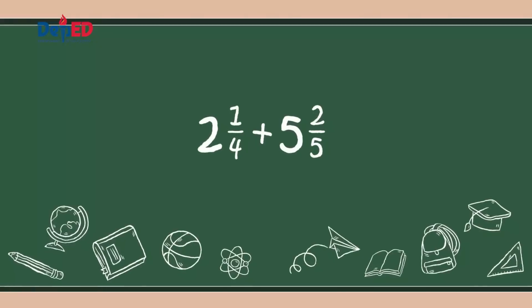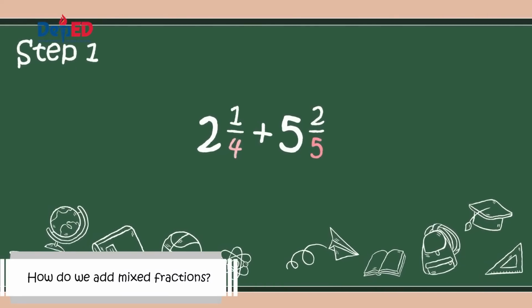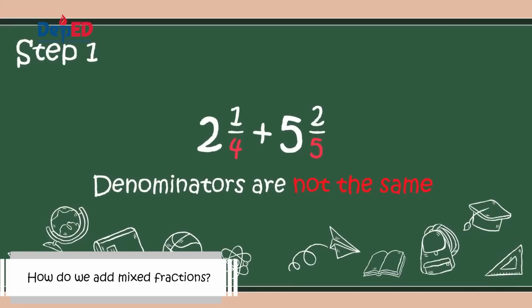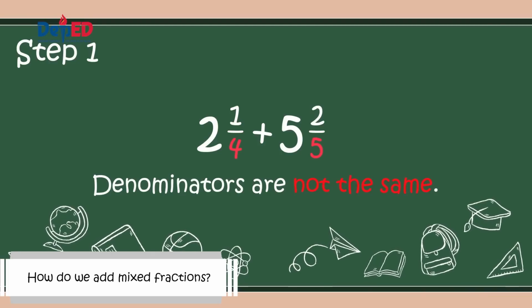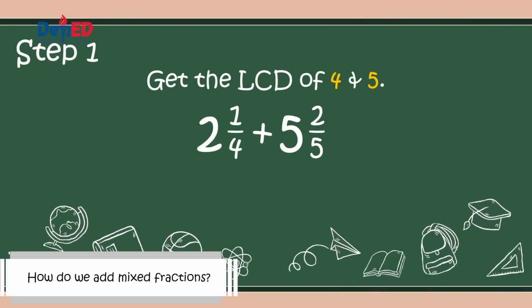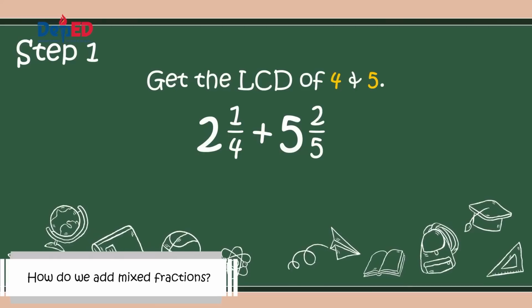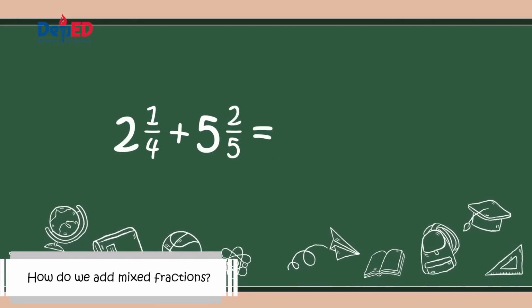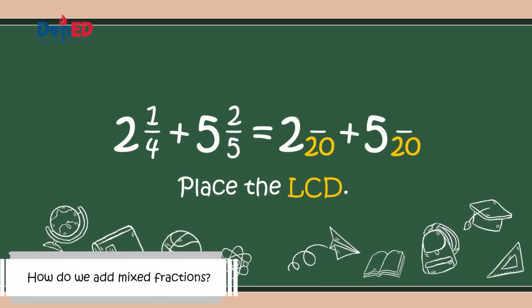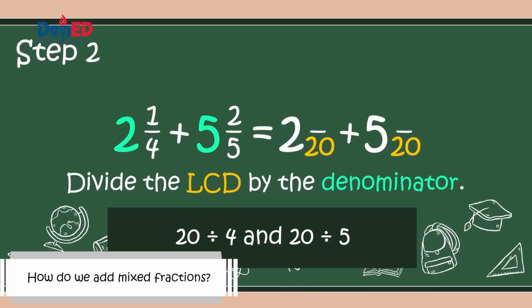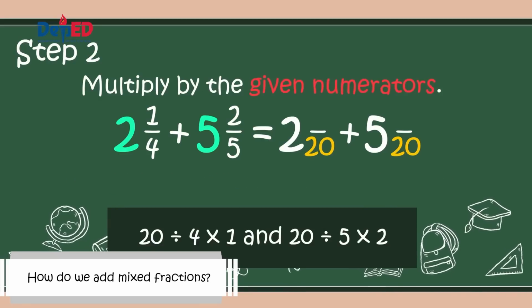Let us try. Step 1. Since the denominators of the fractions are not the same, we need to change them into similar fractions for we cannot add directly. Change fractions to similar fractions through getting the least common denominator or LCD of 4 and 5. By using any method, the LCD of 4 and 5 is 20. Copy the whole numbers 2 and 5 and put the common denominator. Step 2. Divide the LCD by the given denominators and multiply by the given numerators. 20 divided by 4 times 1 equals 5. 20 divided by 5 times 2 equals 8.